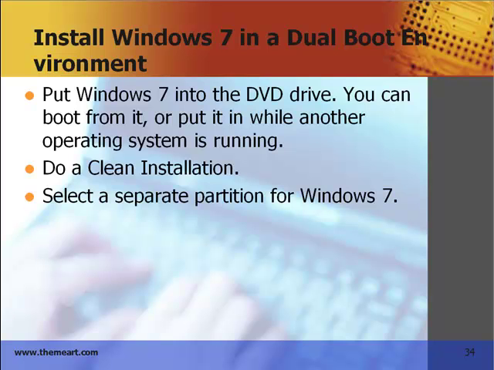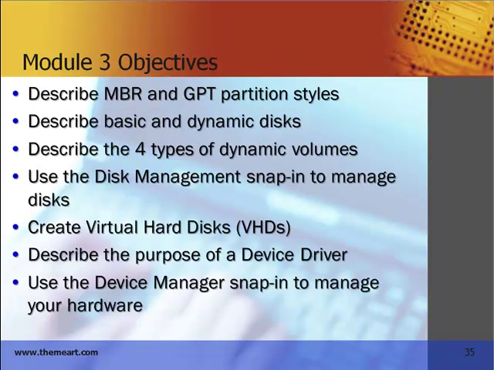So let's see, dual boot: put Windows 7 in the DVD drive, boot from it, and you can run it while the other OS is running. We're also going to talk about the options. You'd have to boot to a VHD as well, and that's mentioned, and we'll get to that here in Module 3.